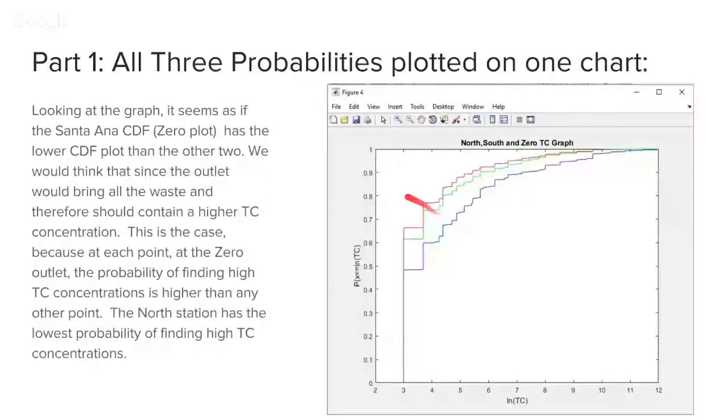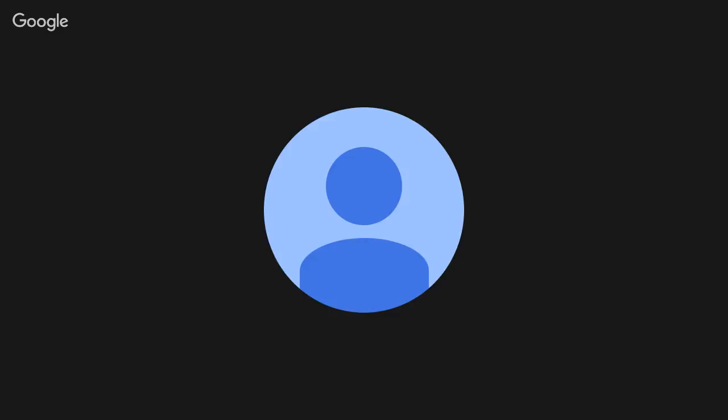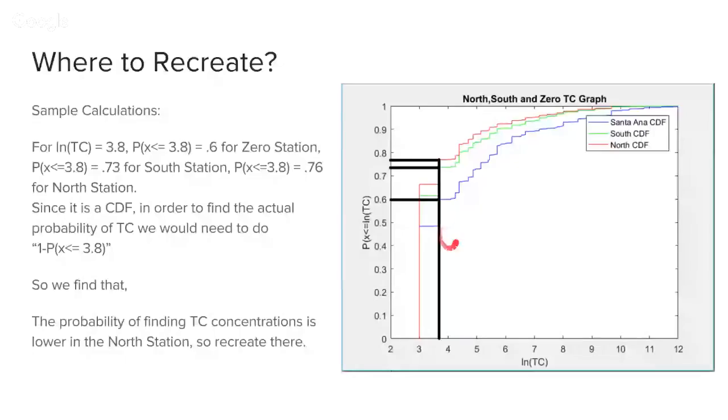So what does this information tell us? For example, we took some sample data points. Let's say we wanted this concentration, where the TC natural log is 3.8. This is the probability of having a concentration less than 3.8. For the zero station, it's about 0.5-ish or 0.6, actually 0.6. Here for the south, and it's the highest for the north.